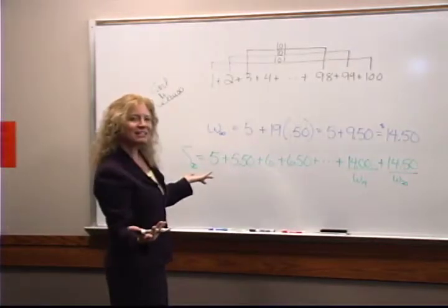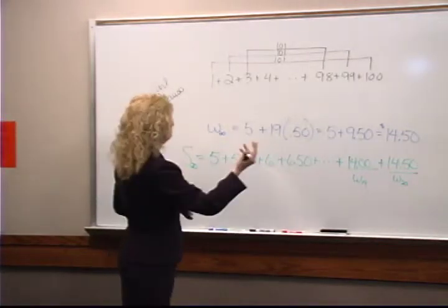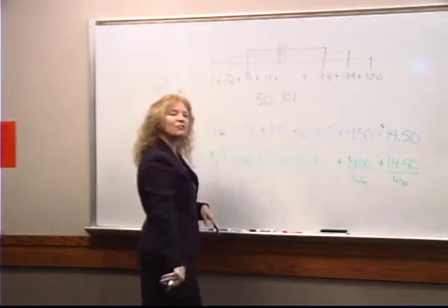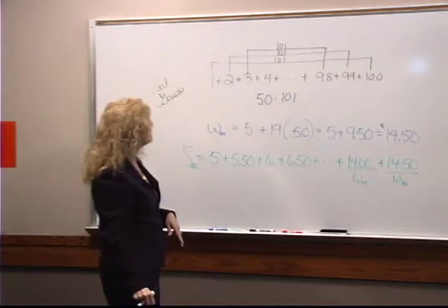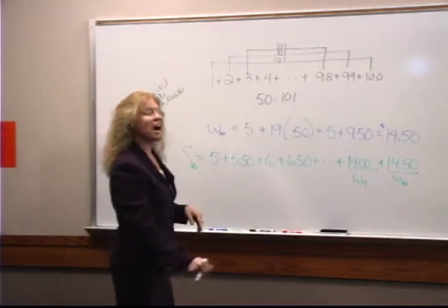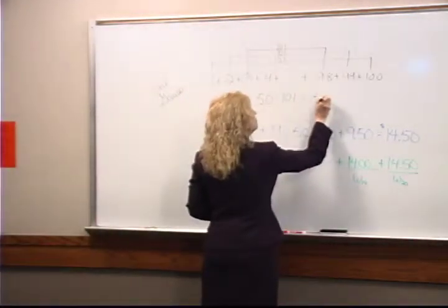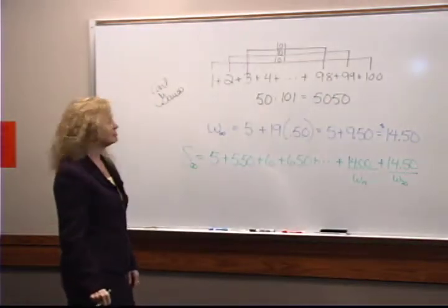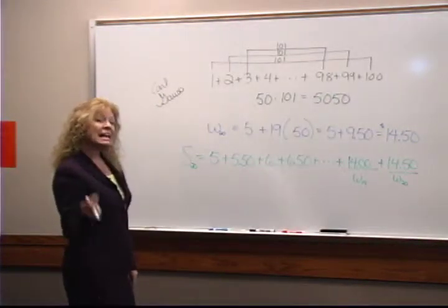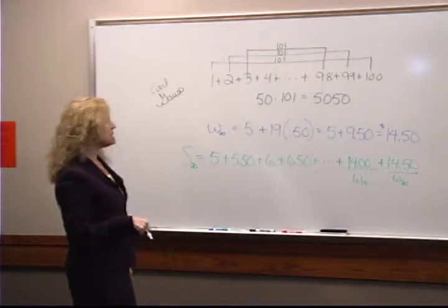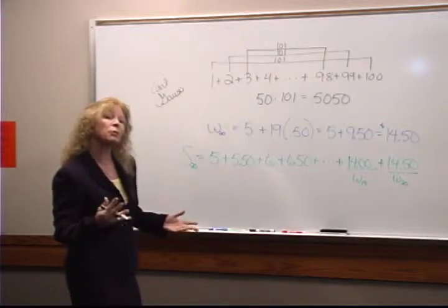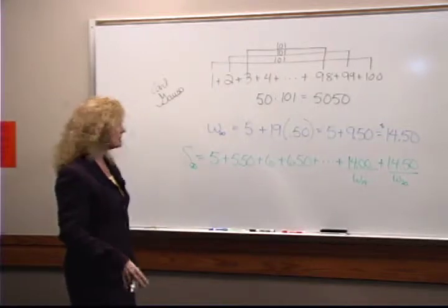So then how did Gauss get the answer? Well, I have 50 pairs of numbers, each of which add up to be 101, so 5,050. That's what they add up to be. Lovely idea. And I tell that story every time I teach this particular idea because to me it's a wonderful way for remembering how this is done.